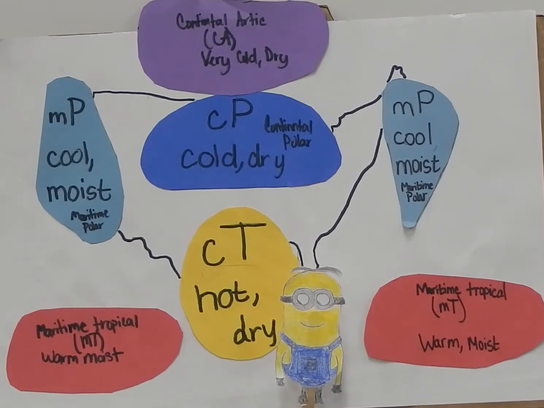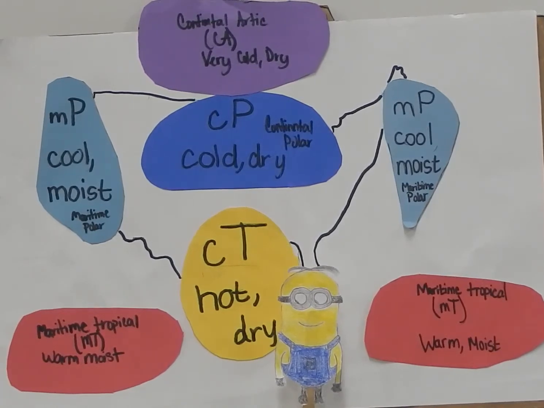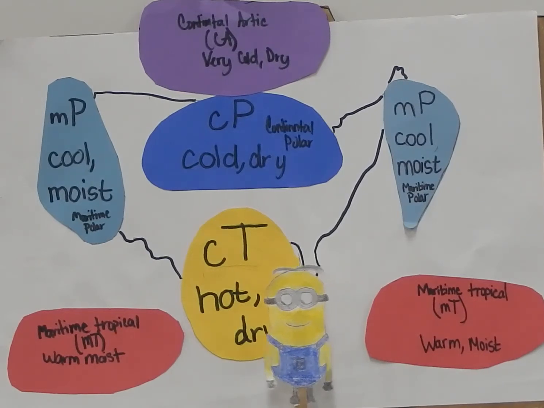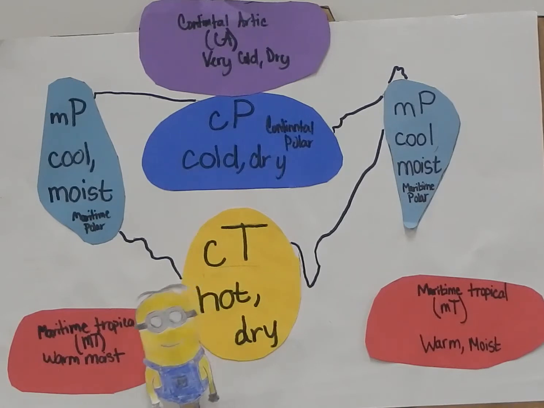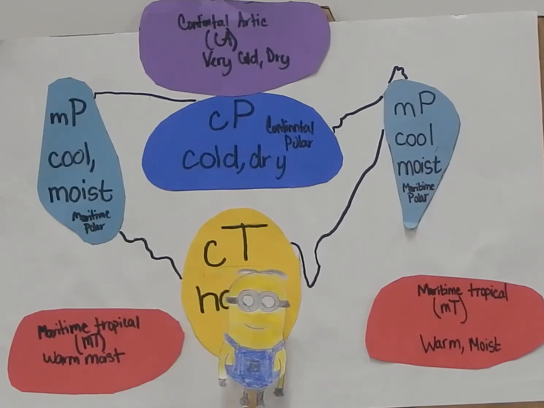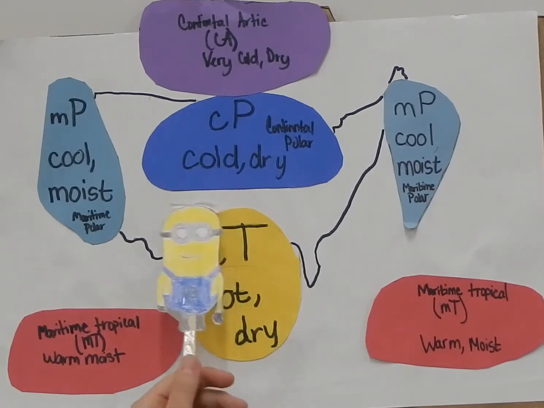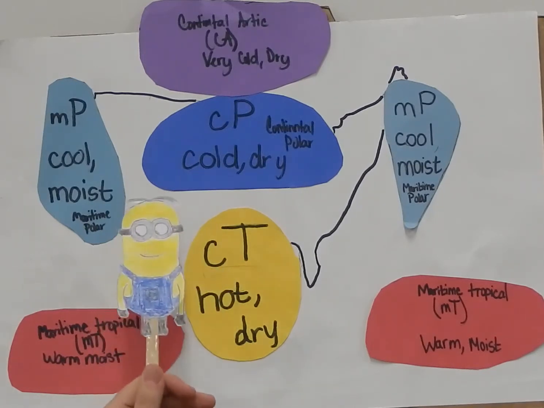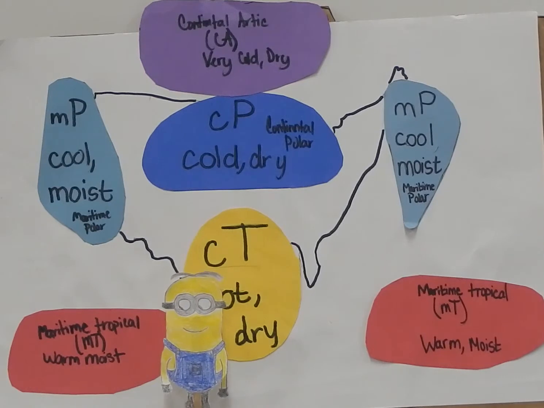First of all, you need to know what an air mass is. It is a body of air in which temperature and humidity are nearly the same in different locations at the same altitude. There are 5 types of air masses: continental polar, maritime polar, continental tropic, maritime tropic, and continental arctic. They all determine the United States weather.